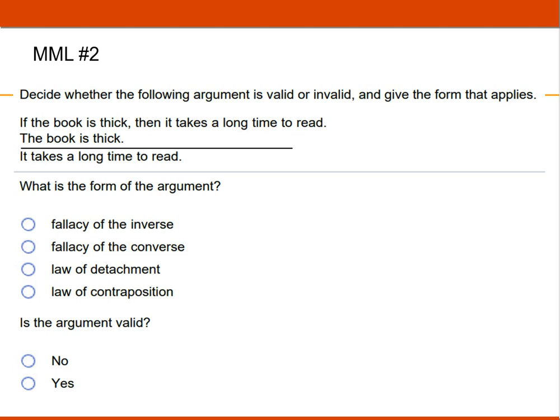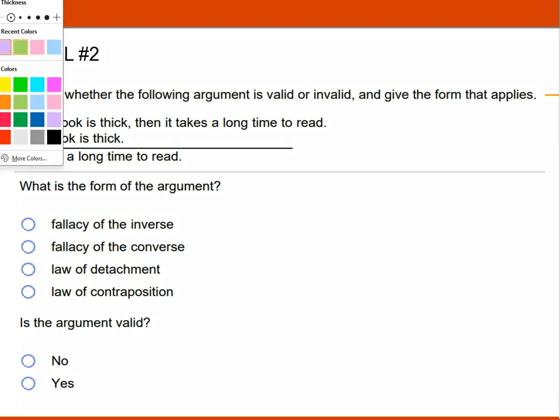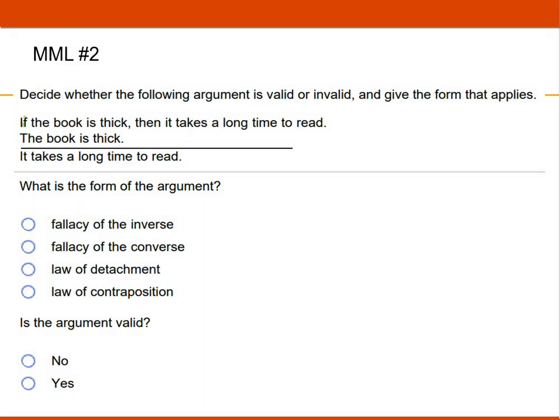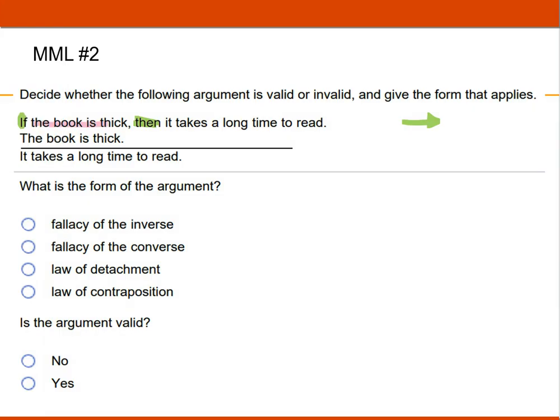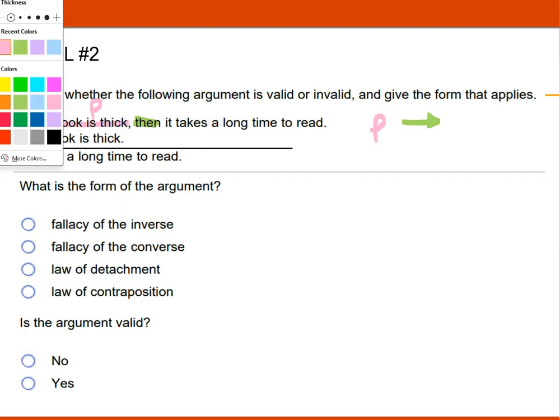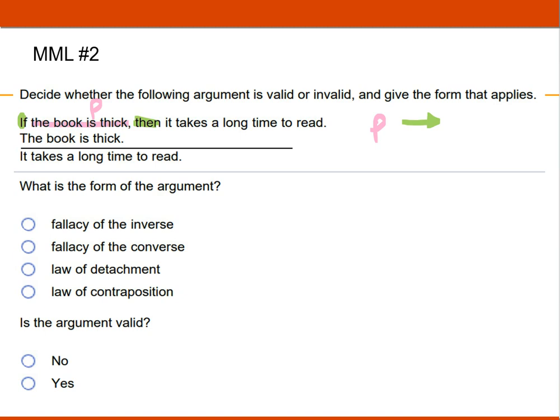Okay, number 2, same type problem. It says if the book is thick, then it takes a long time to read. So the if and the then is the arrow. And then the book is thick, we will call that P. And it takes a long time to read, we'll call that Q. So the first premise is if P, then Q.